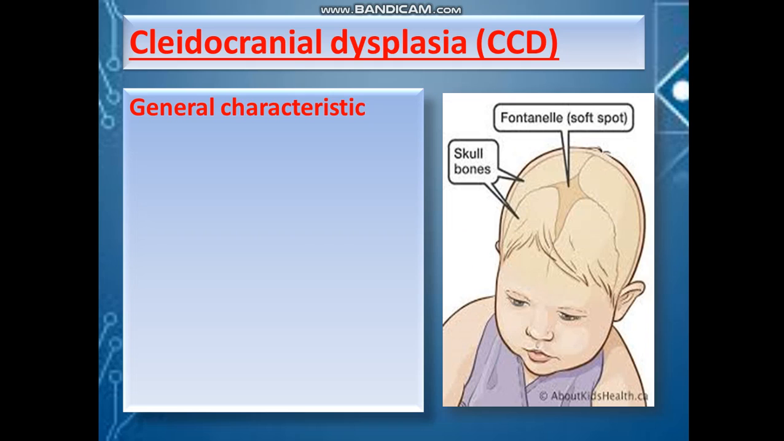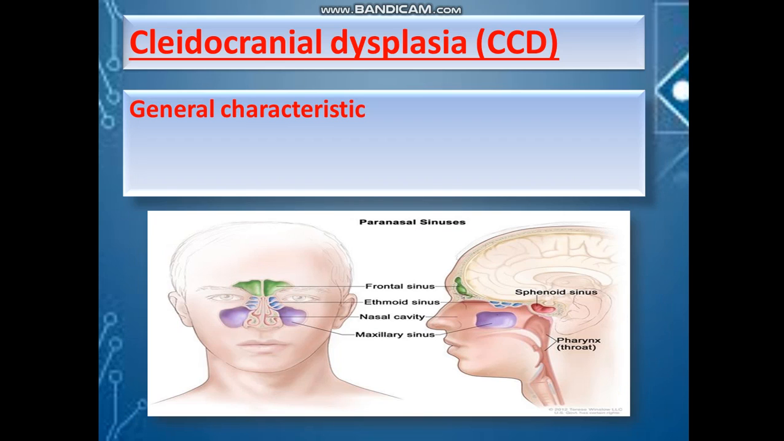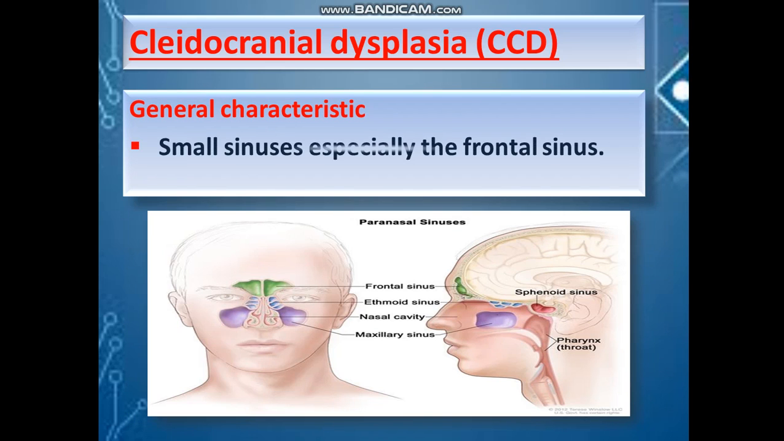There is also a delay in maturation of the skull bone and delay in the closing of the growth lines in the sutures between the bones of the skull, in addition to large spaces between bones, which are the fontanelles. The fontanelles normally close in early childhood, but they may remain open through life in people with this condition. Small sinuses, especially the frontal sinus.